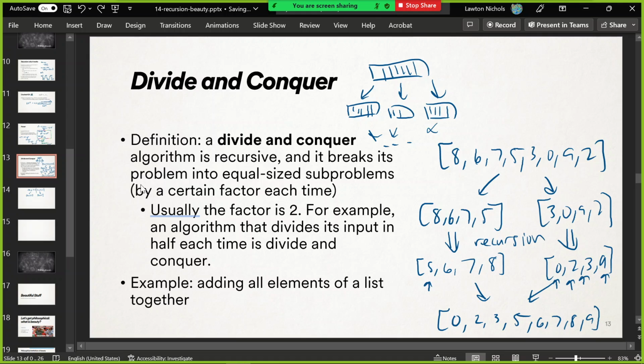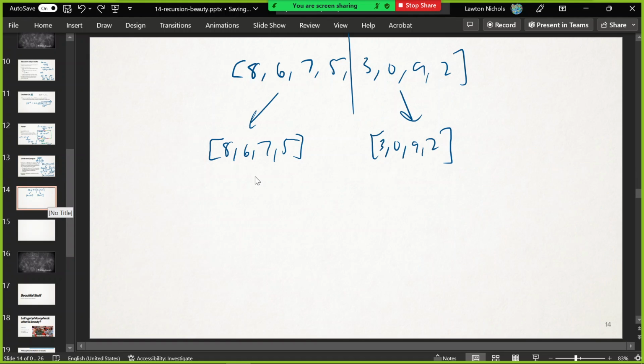And you're going to solve the problem on those smaller lists. What is our problem? It's add up all the elements of a list. So I have some smaller lists. Let me recursively add up all their elements. So what would be the solution to this one? We just get to assume that the recursion takes care of it for us. This is going to give us back what?